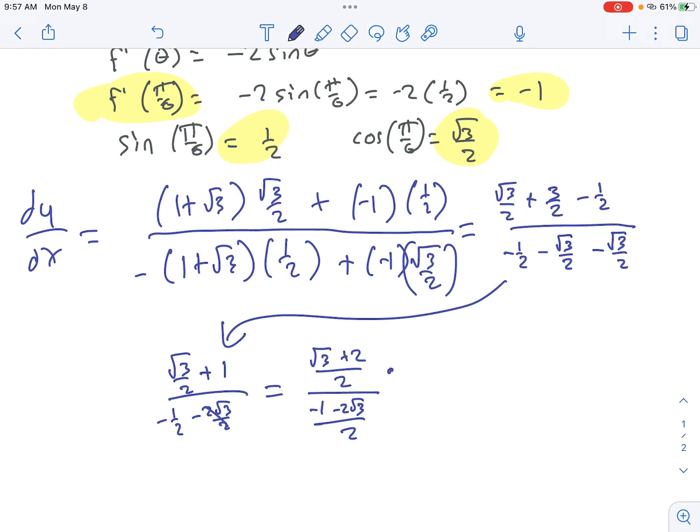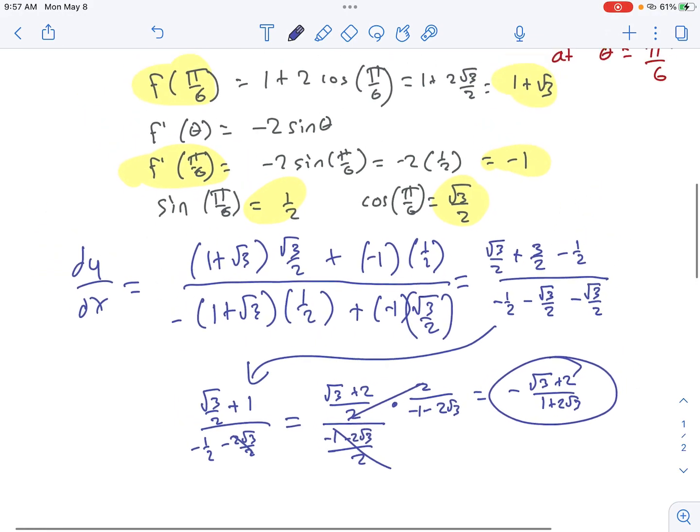And now, dividing, we can multiply by the reciprocal. So kind of get rid of that. And we can bring that negative out. Square root of 3 plus 2 over 1 plus 2 square root of 3. So some version of that is the actual correct answer.